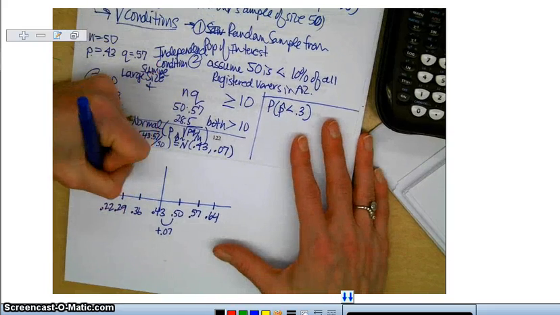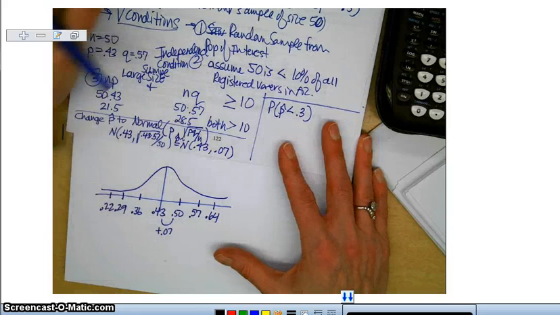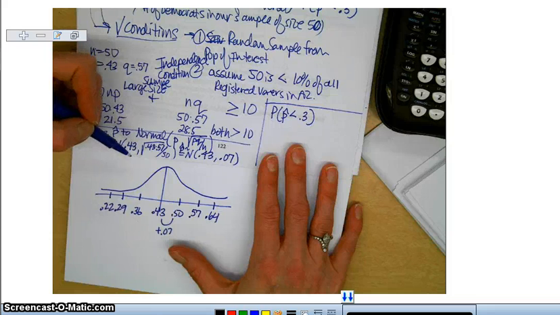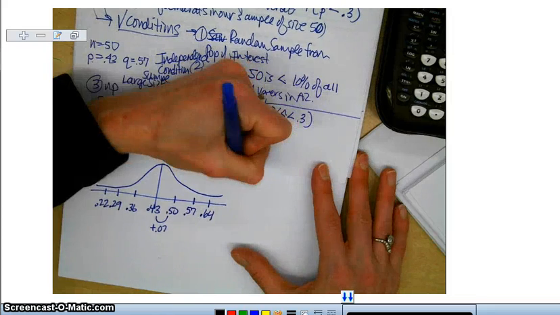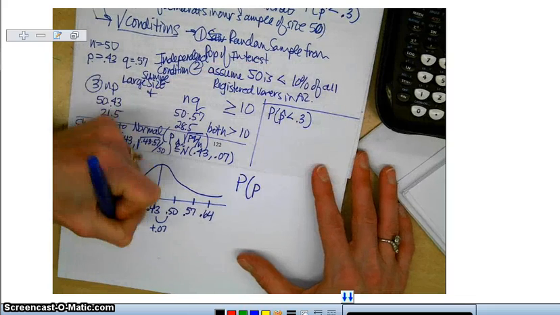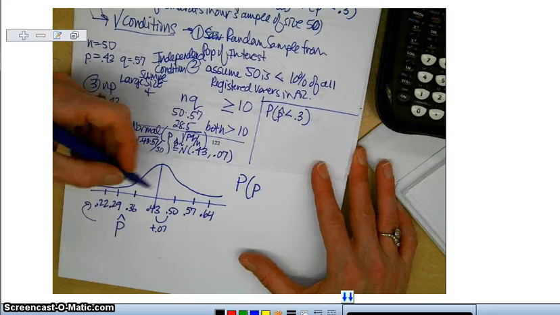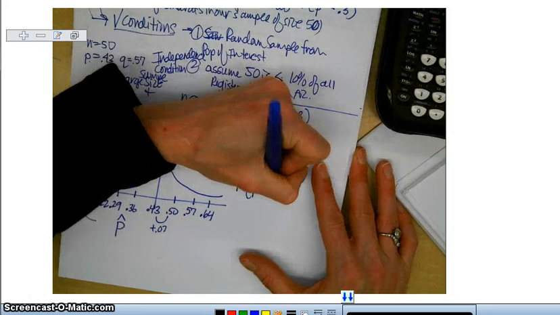So here is our normal distribution for P hat. This is the sample proportion of Democrats. We would like to now know this probability. All of this whole thing on the bottom is P hat. The probability that P hat is less than 0.30.